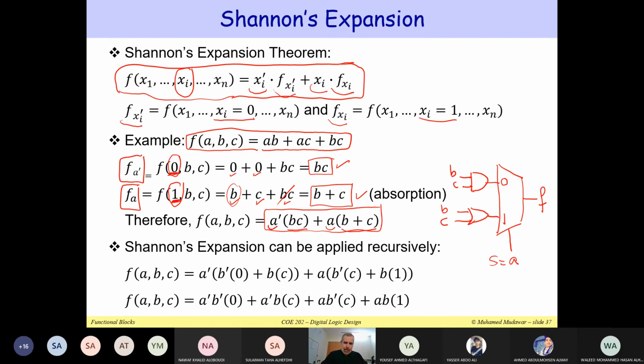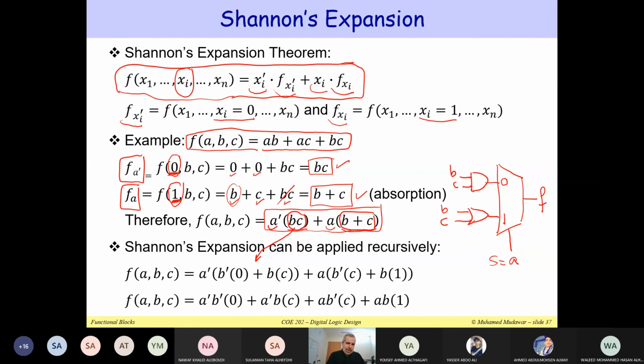Now if you would like to implement it using multiplexers only, without additional gates, we can take this bc here and expand it recursively. The expression inside the parentheses can also be expanded using the Shannon expansion theorem. The b and c here can also be expanded, with respect to b.